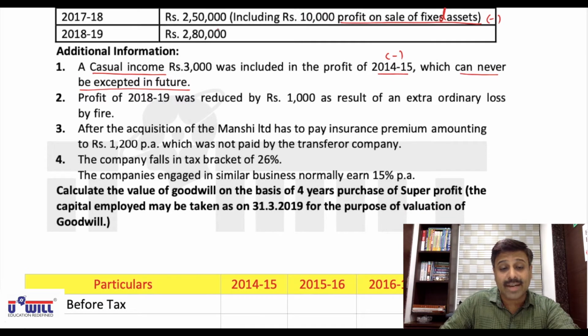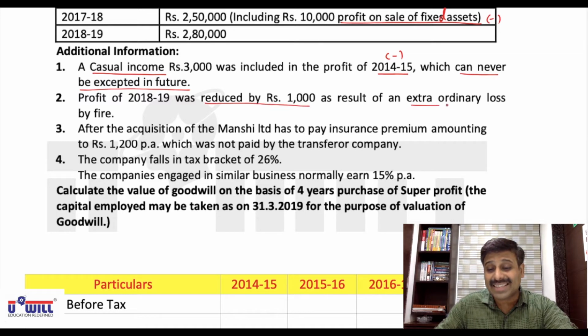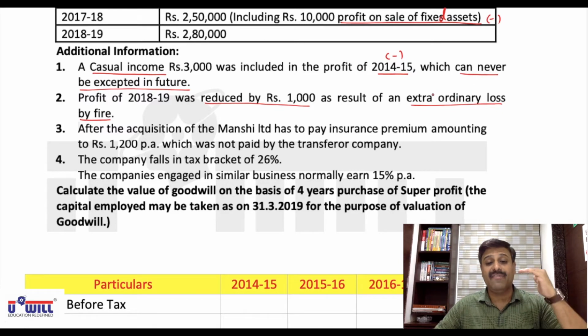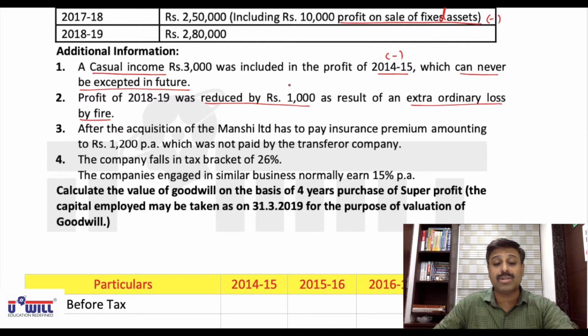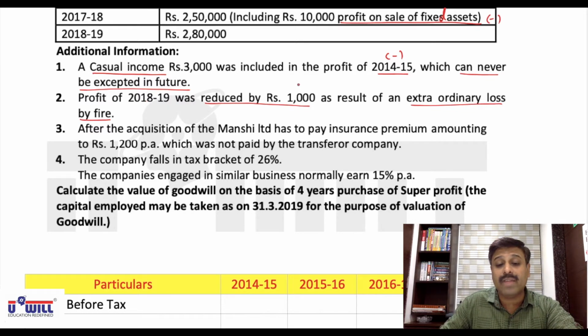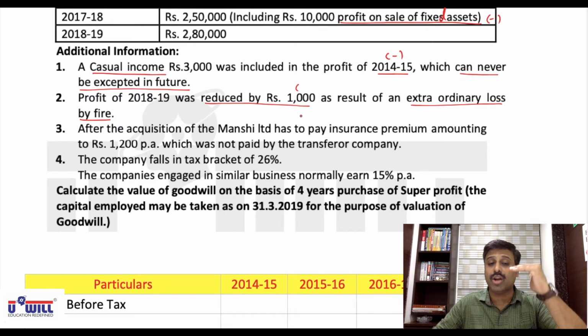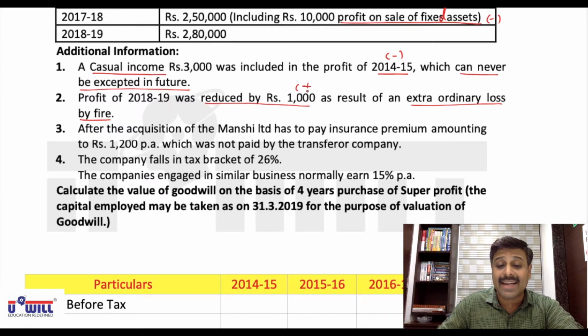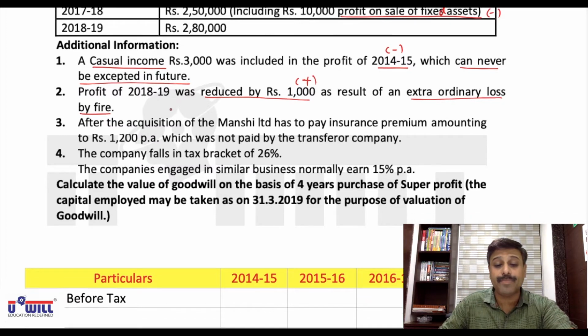Profits of 2018 to 19, this 2,80,000, were reduced by 1,000 as a result of an extraordinary loss by fire. Again, fire is not expected every year in the business. If you remove the income, the profit will decrease, so we subtract. But if you remove the loss, which is not expected again and again, the profits will increase. So you will add it in the profits of 18 to 19.